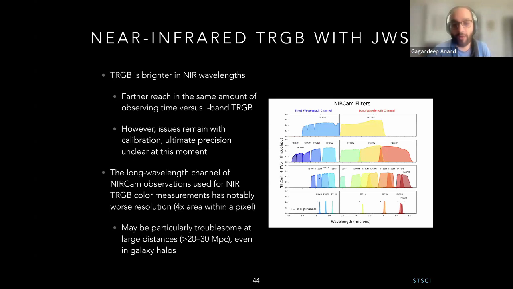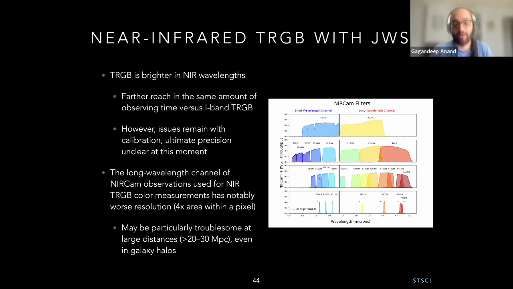So another reason why folks are using the near-infrared TRGB is actually with the cameras on JWST, with the main camera, you can get 2 filters simultaneously, and that allows you to have more efficient observations if you're doing only near-infrared, if you're doing the near-infrared TRGB. But there's a caveat to that also, in that the long wavelength channel, which is what you're using for the color measurements of these stars, actually has a noticeably worse resolution.